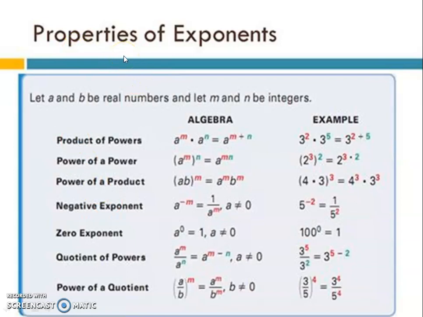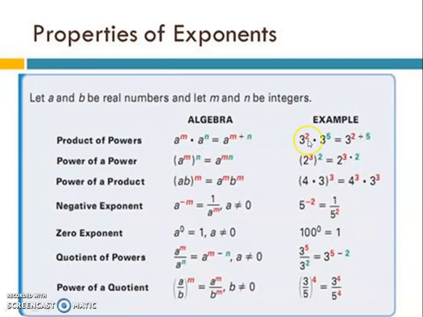Throughout this chapter, we need some properties of exponents. As we just discussed, I will give an example of this function. How do we derive it? Let a and b be real numbers and let m and n be integers. Real numbers include all the sets, and integers can be positive or negative. For example, first, the product of powers: a raised to m into a raised to n is always a raised to m plus n.